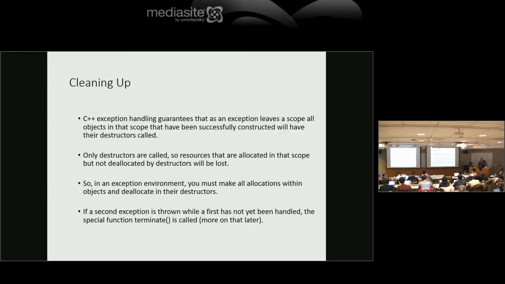Okay, so C++ exception handling guarantees that when an exception leaves a scope, all of the objects in that scope that have been successfully constructed will have their destructors called. There's one exception to that statement. And what is that exception to that statement? The exception. If I'm going to create an exception to throw, if I destroy it, it won't do me any good.